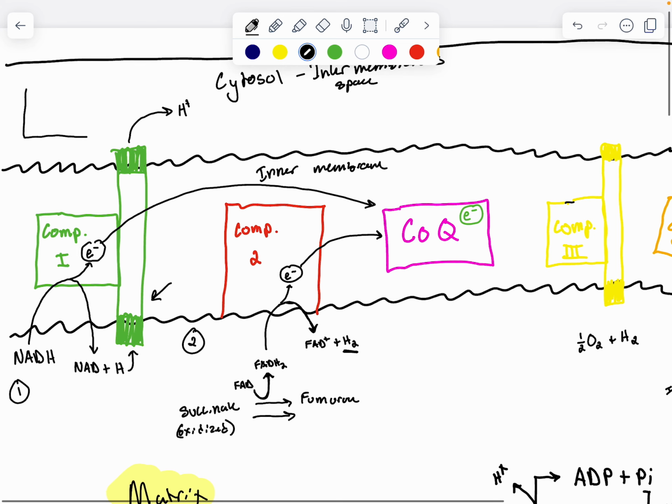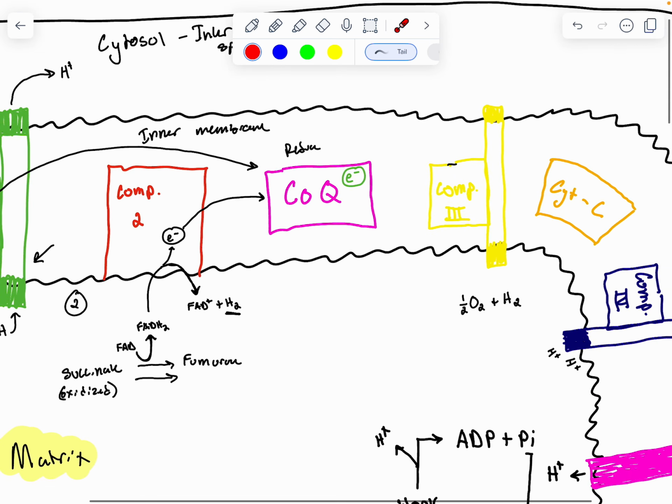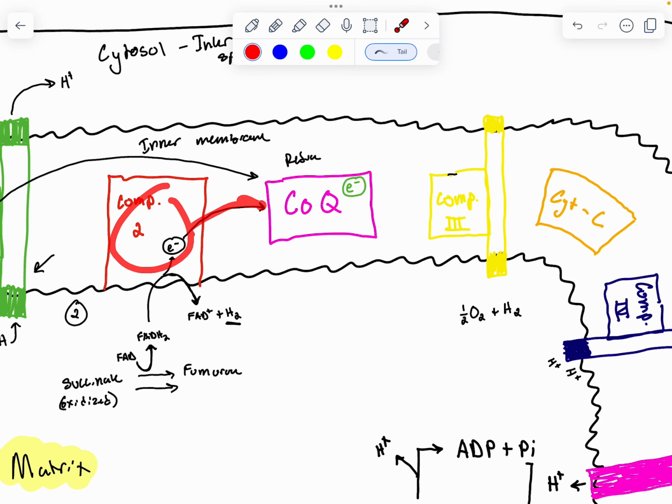Cool. So to recap, both of these complexes gain electrons from these little reactions right here, and once they get these electrons, we are going to transfer them over to CoQ and reduce CoQ with these electrons, because CoQ is gaining something. And when this electron leaves complex 1 right here, this pore opens and this hydrogen is able to flow out into the cytosol or the intermembranous space. And complex 2 is kind of just a carrier for an electron, passes on to CoQ.